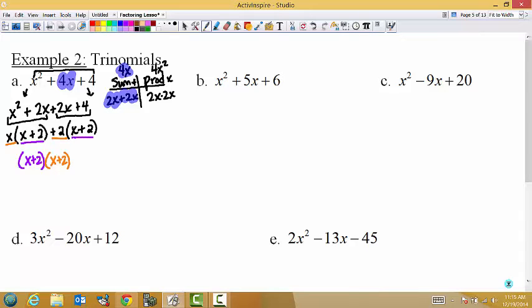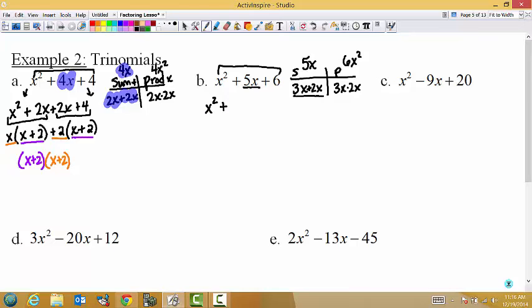So, do one more. Like that. 5x, and then first times the last, 6x squared. What multiplies to give you 6 and adds to give you 5? 3 times 2 is 6. 3 plus 2 is 5. So I replace the middle with 3x plus 2x. So I bring down the first one, plus 3x plus 2x, and I bring down the plus 6.